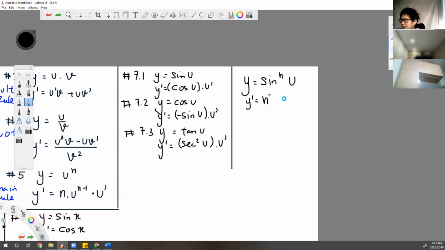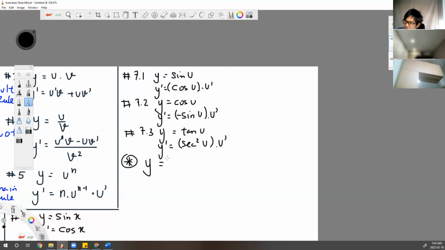Sorry, n times sine n minus 1 to the power of u times by the sine. Wait, I don't have enough space here. I think we need to put it on the bottom of the workings. There you go. So, extra.